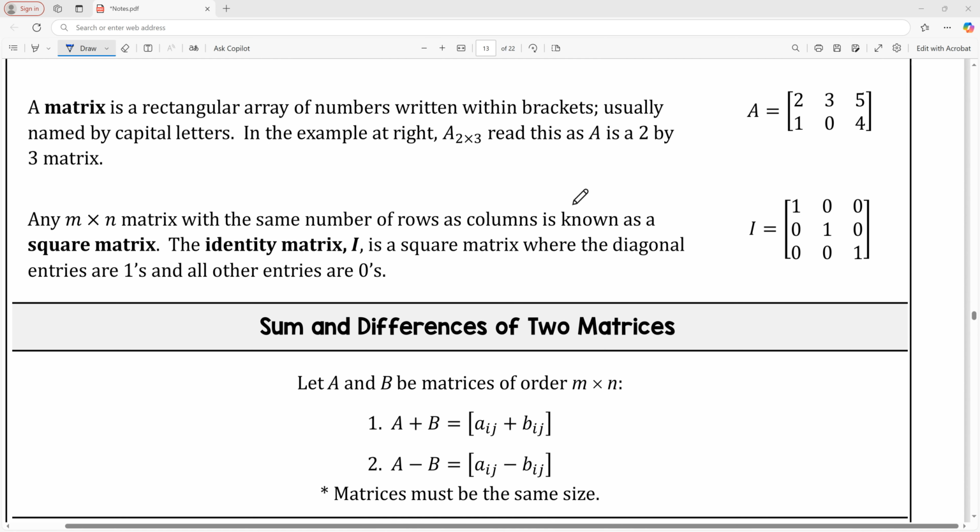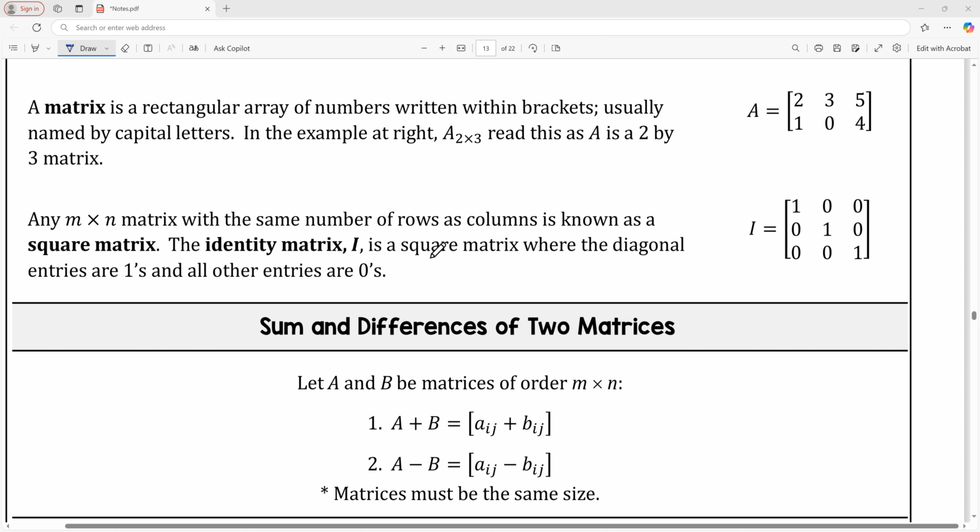Any matrix, m by n, with the same number of rows and columns is known as a square matrix. So if I have a matrix that in this case is 3 rows by 3 columns, we call that a square matrix. That also works for a 4 by 4, a 5 by 5, a 20 by 20, however high up you want to go.